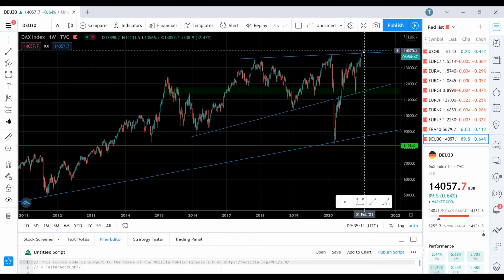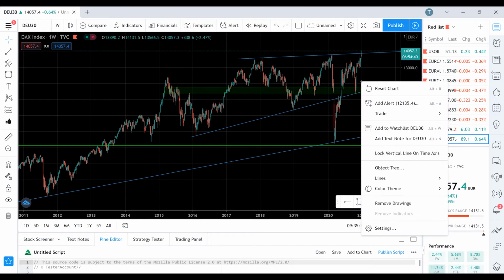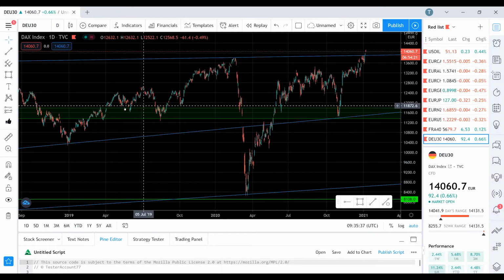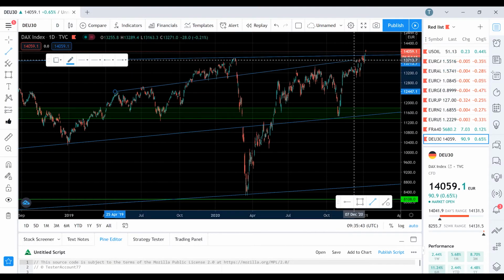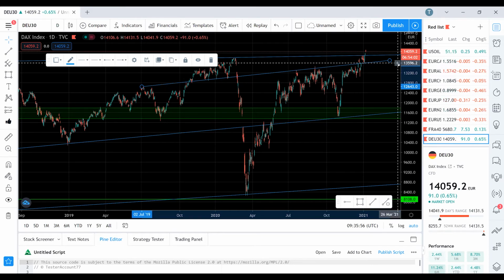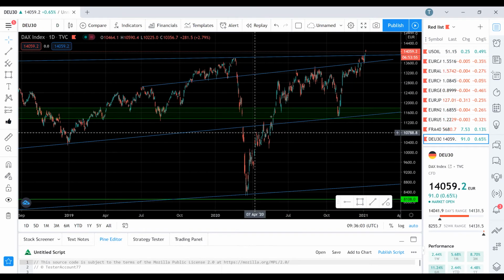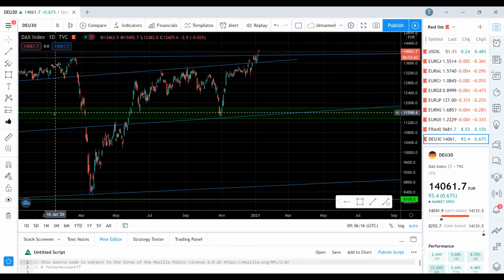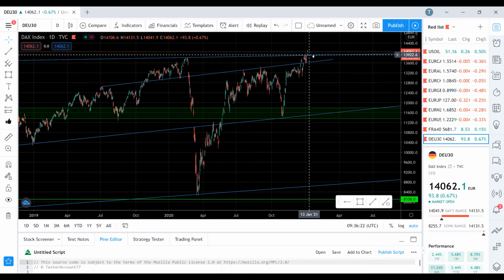So I'm going to be watching for this rejection down to the buy zone or trend support. Move to the daily. Trend resistance here. Now that I look at it, I'd actually like to see this trend support to be broken to the downside.